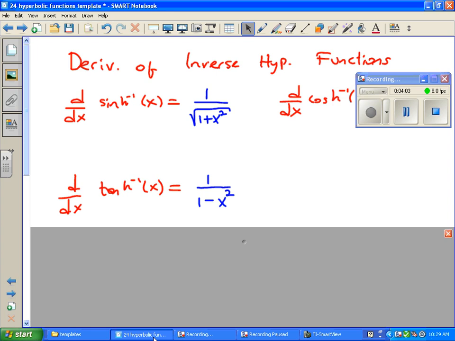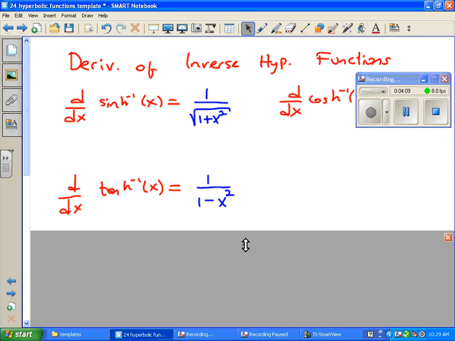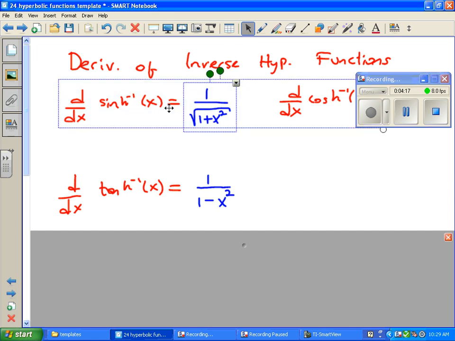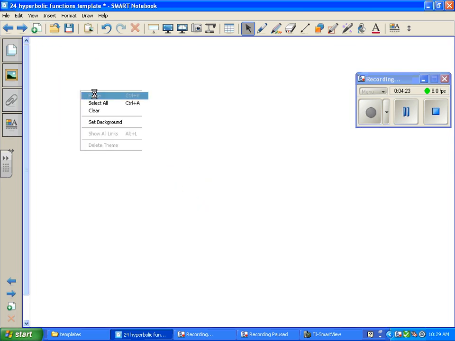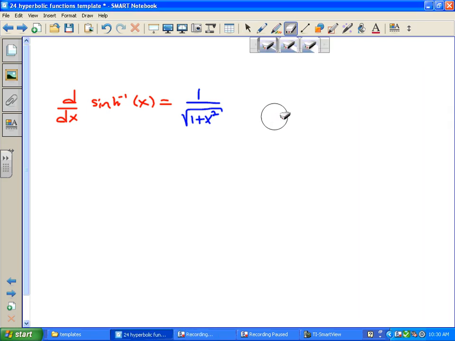So we want to prove the first one. Okay, I don't want to just prove the first one. I'm going to copy and paste it to my next page. Okay, let's see. Copy and paste. Okay, I can get rid of the second part. Okay, so how are we going to prove this? Let's start with the left-hand side. Starting with the derivative of sine hyperbolic inverse of x.